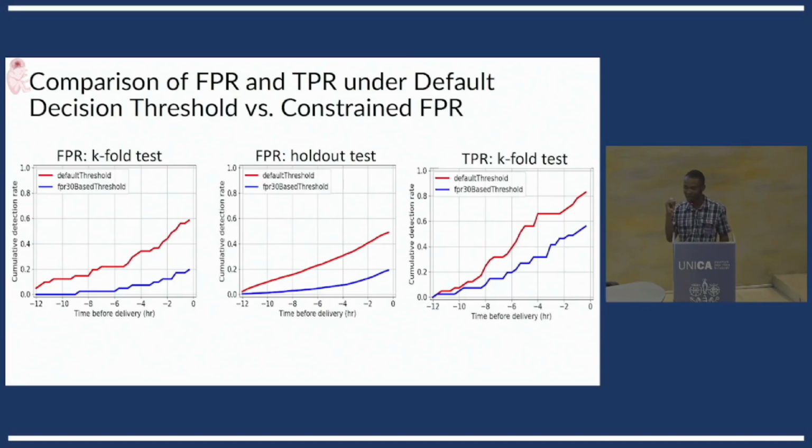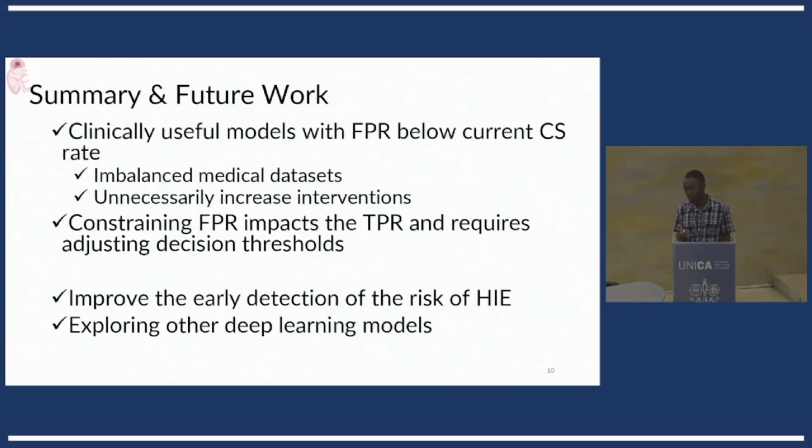So even though I've been able to successfully reduce unnecessary CS, unfortunately this also leads to a decrease in my detection rate, but I'm still getting a detection rate that's converging to slightly below 60% towards labor. So in summary, we want clinically useful models with false positive rates that are below the current CS rate. And this is very important. Why? In a medical data set, we have a lot of healthy cases. So if you don't control for the false positive rate, you are going to end up introducing unnecessary CS, which presents risks to the mother and child.